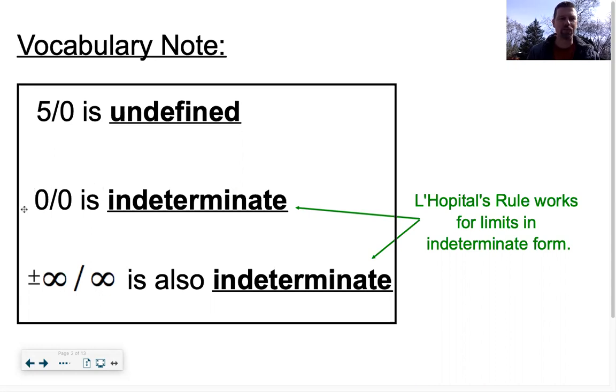When you get 0 over 0, or infinity over infinity, or maybe negative infinity over infinity, those are called indeterminate form. They're actually pretty cool. It's not like undefined. Undefined is when you take 5 divided by 0. That's just an undefined number. If your limit ends up with 5 over 0, your limit doesn't exist, or it goes towards infinity. But indeterminate is kind of cool. It's when you get something like 0 over 0, and it's called indeterminate because you can't determine what the limit is just by looking at that.